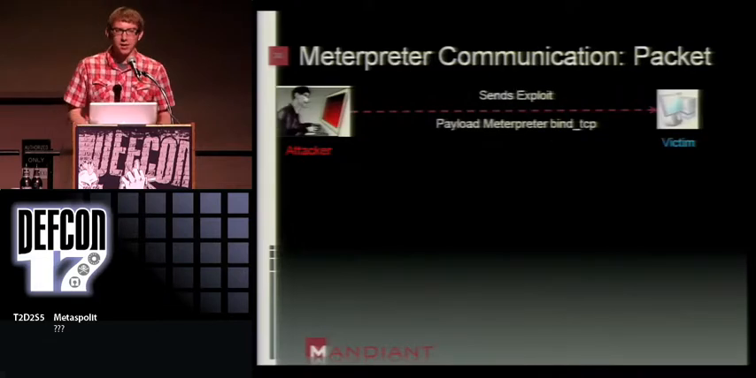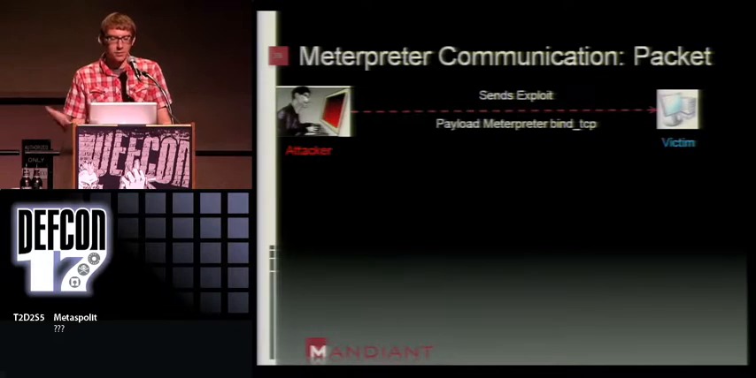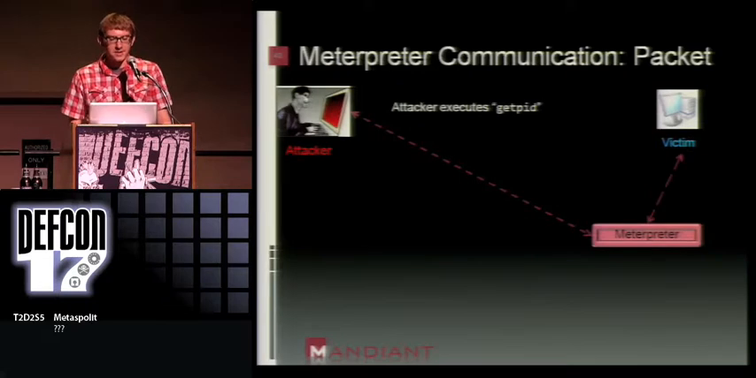To lay this all out, we have a nice little diagram so you guys can see that. The attacker is going to send the exploit just like we did before. They're going to use a Meterpreter payload. We use bind TCP, I forgot to mention that. The attacker is going to want to do something. In this case, we're going to do a getpid, which is just going to return the current process of the injected DLL. So the attacker is going to execute the getpid request.